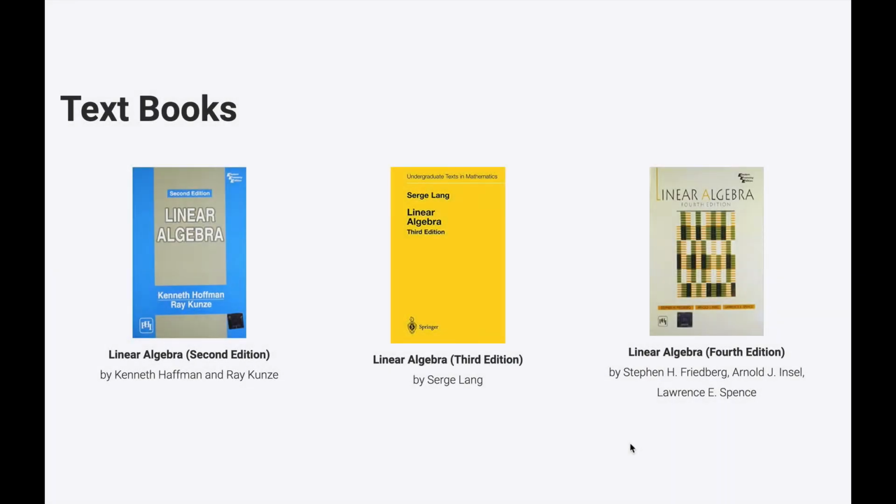Throughout this course, we will follow Linear Algebra by Kenneth Hoffman and Ray Kunze as a textbook. We will also follow Linear Algebra by Serge Lang as a reference book, and also Linear Algebra by Friedberg as a reference book.